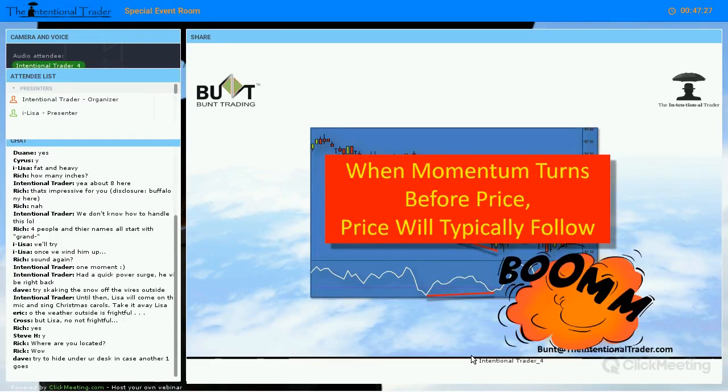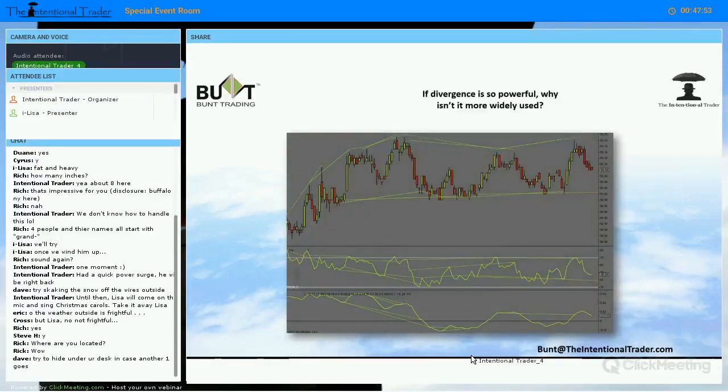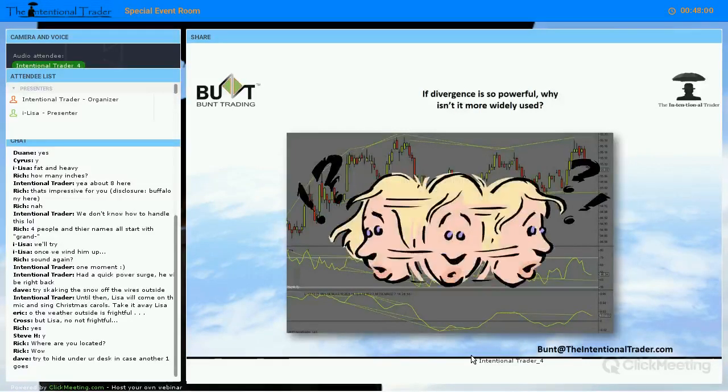This is the most important thing that you should ever know about trading momentum and divergence. When momentum turns before price, price will typically follow. Now, imagine that when you have exhaustion that has also set in. Now it becomes really powerful. If divergence is so powerful, though, why isn't it more widely used? Like I said, it's hard to see.